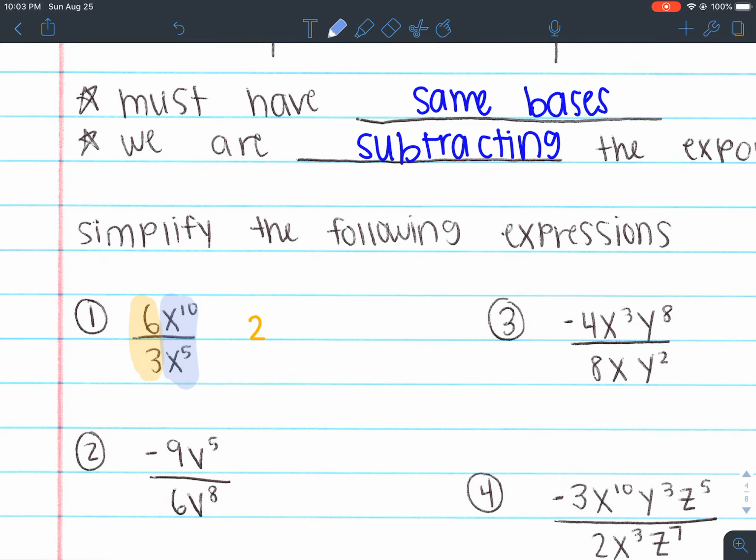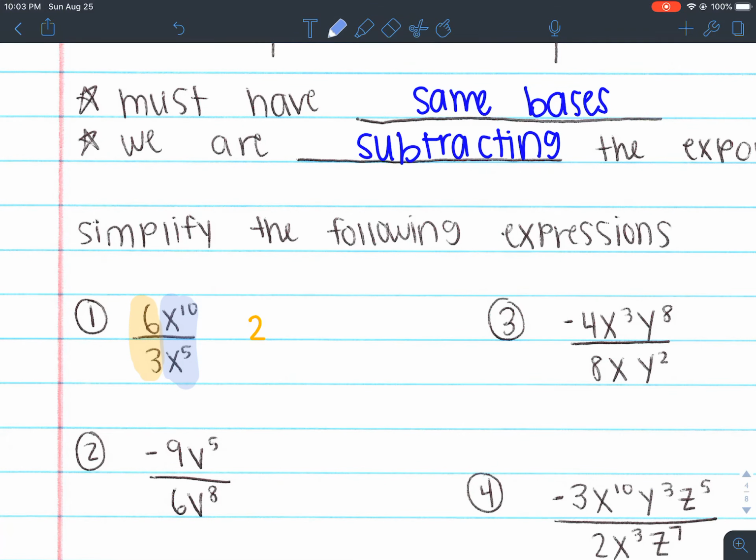A common mistake people make is saying, oh, we're dividing, so let me do 10 divided by 5. That's 2. That's not correct, because if you were to literally expand everything out, you have x times itself 10 times up here. That would mean that I have 10 on top and 5 on the bottom, and when I cancel, I only have 5 left. So that is a big mistake that we make, so we need to be careful with that.